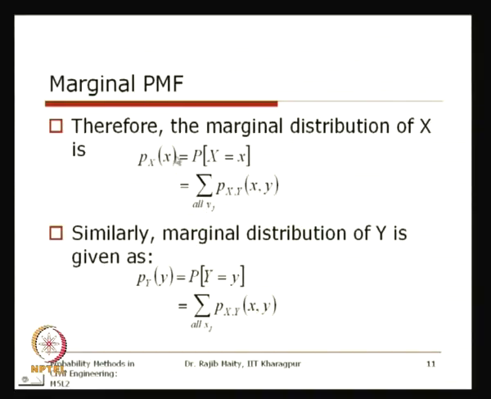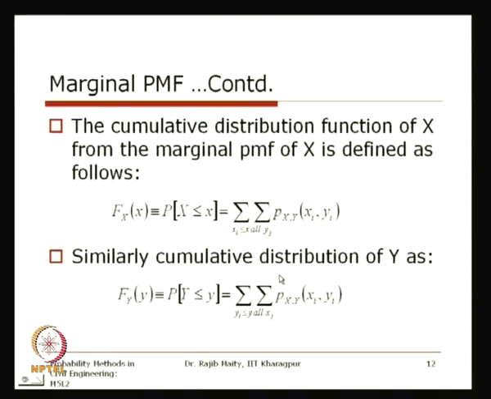This is important: when we get the marginal distribution of one random variable, we sum up over the other one. So for the marginal distribution of x, we sum up the joint PMF for all y. Similarly, for the marginal distribution of y, we should sum up for all x. This will be clearer with the example that we are going to discuss after this.